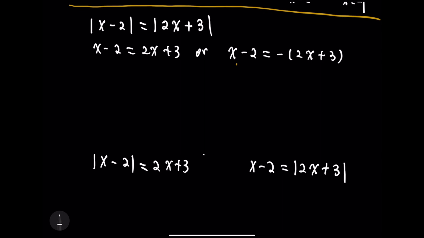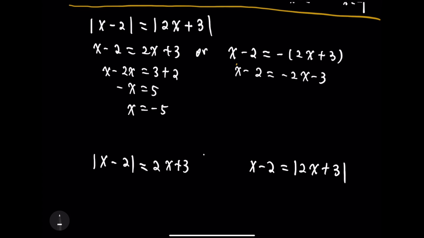The first one gives us x minus 2x equals 3 plus 2, so negative x equals 5, so x equals negative 5. That's the first one. For the second one, we have x minus 2 equals negative 2x minus 3. So we get 3x equals negative 1, so x equals negative 1/3. So these are the two answers: x equals negative 5 or x equals negative 1/3.